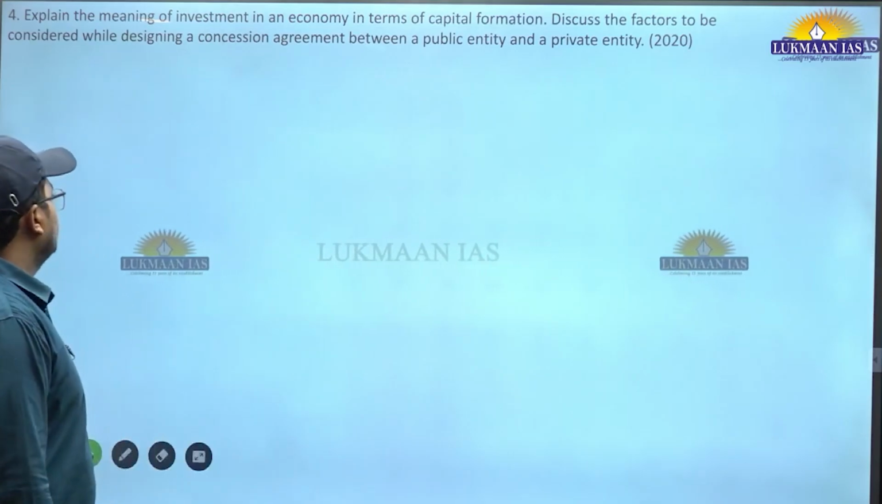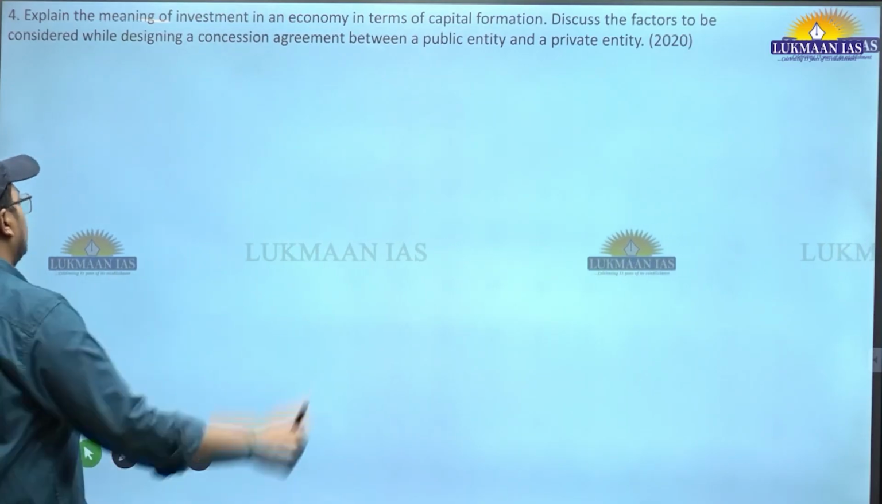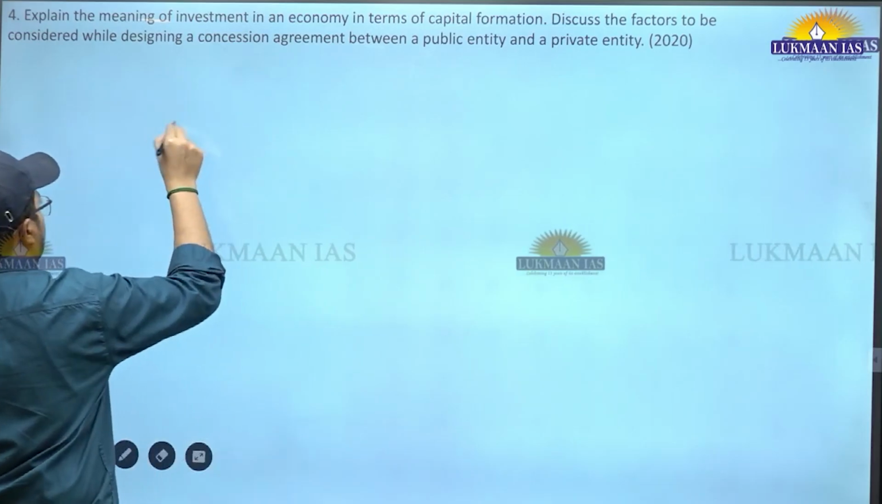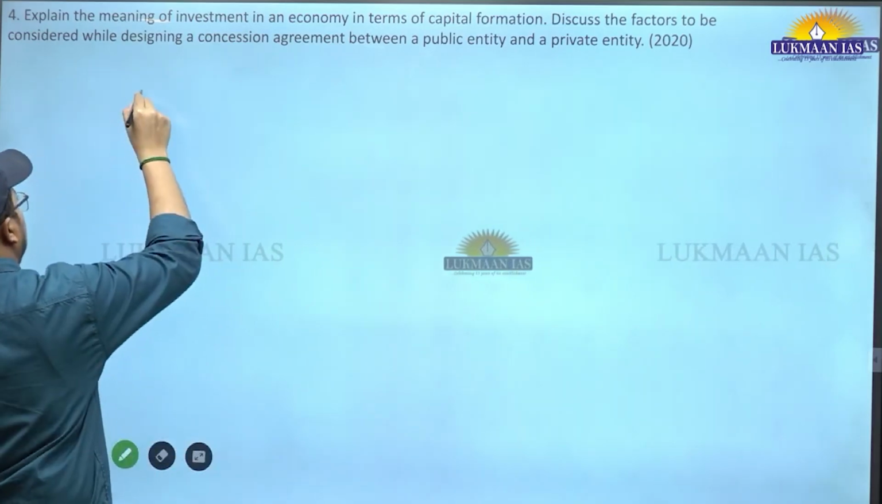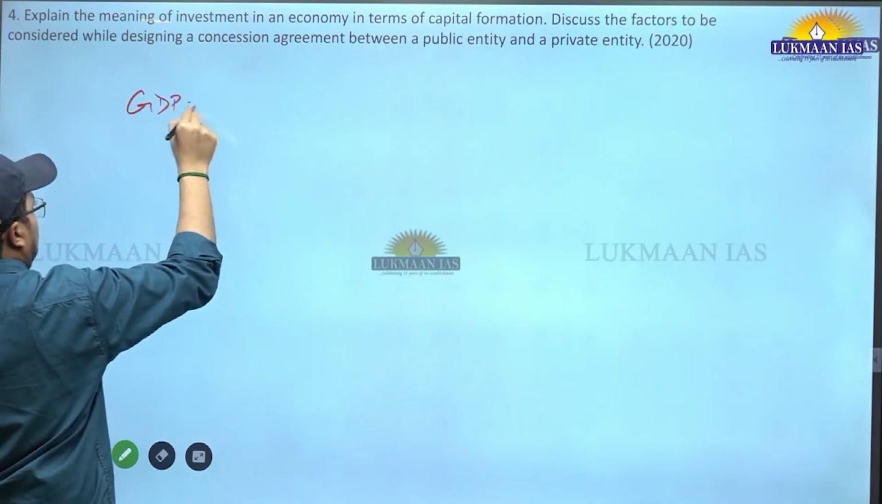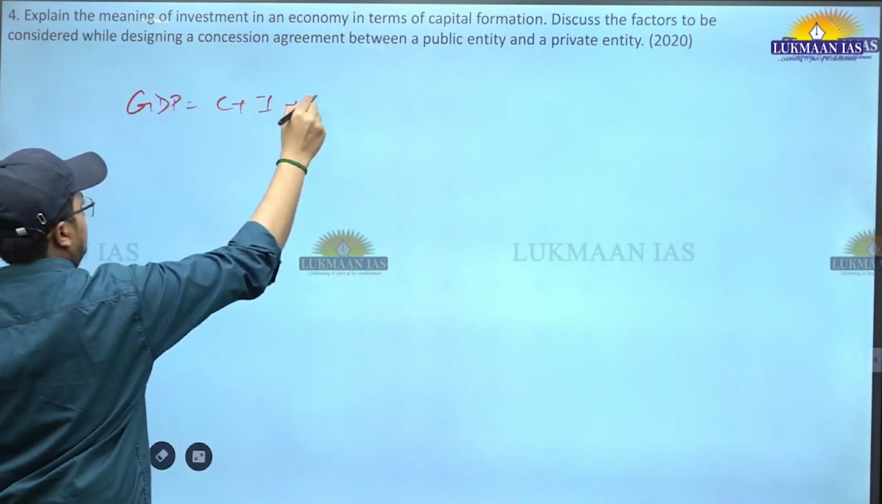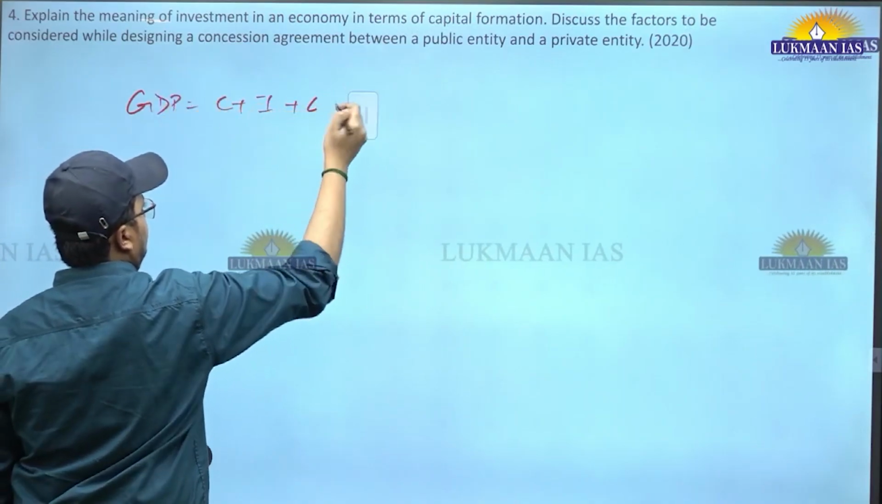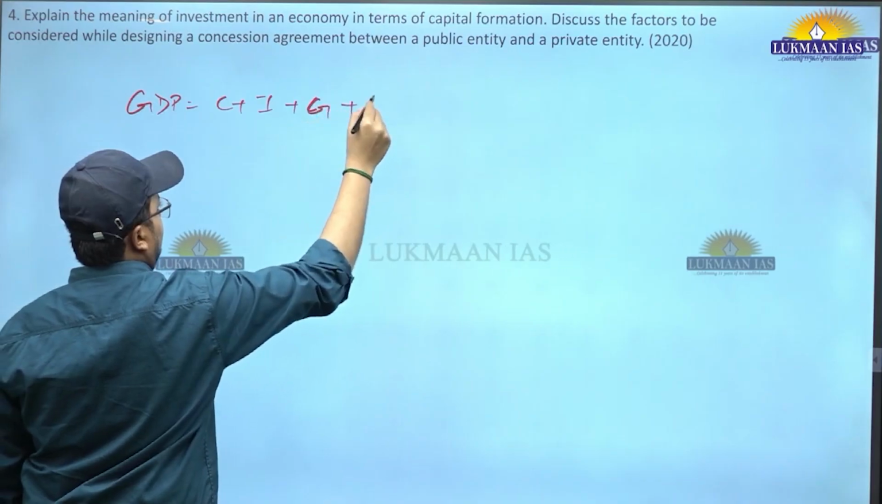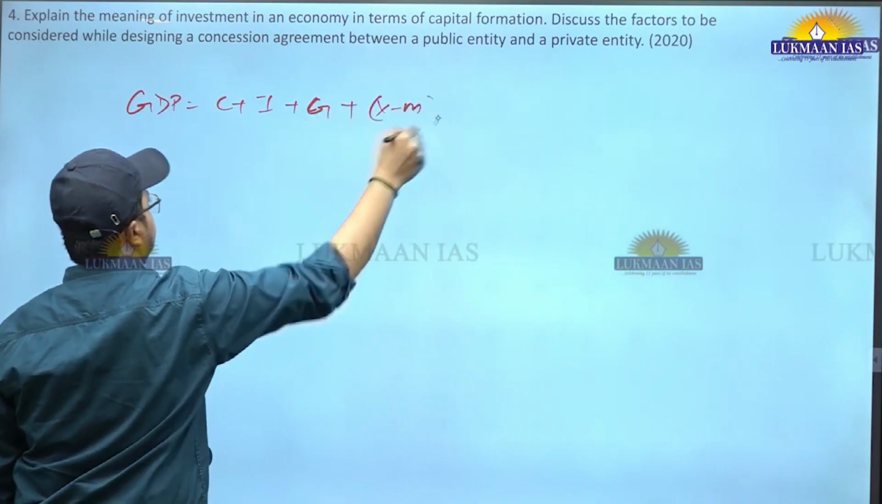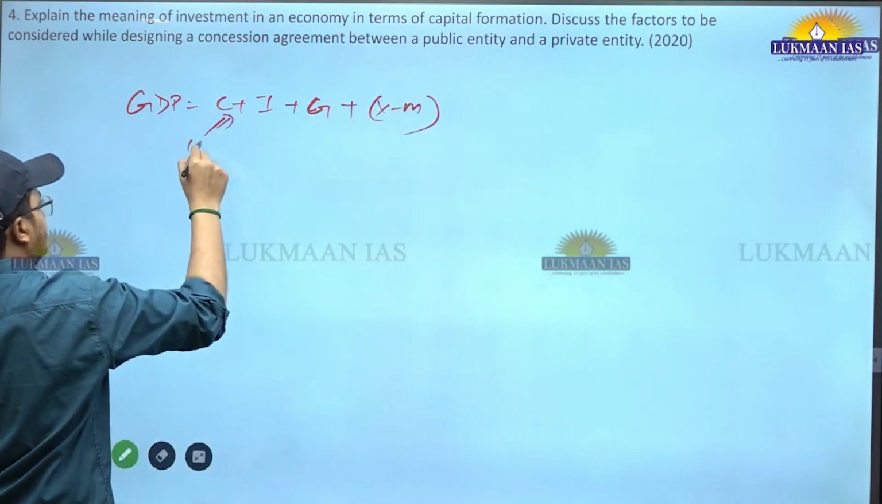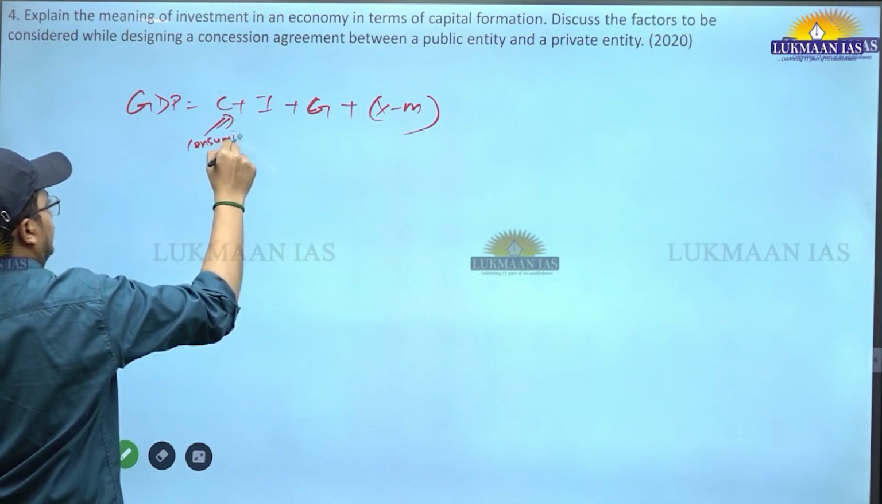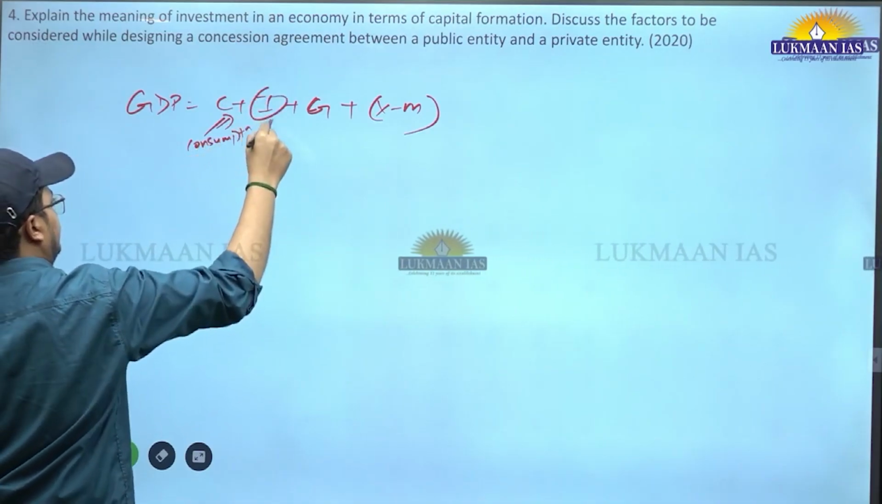So explain the meaning of investment in an economy in terms of capital formation. So first, obviously, GDP is equal to C plus I plus G plus X minus M. So C is consumption, I is investment.